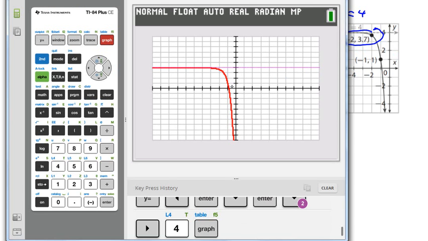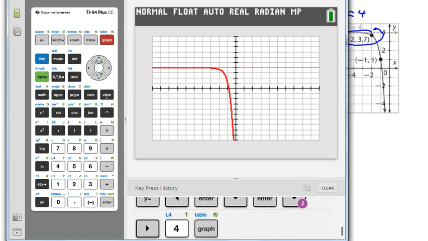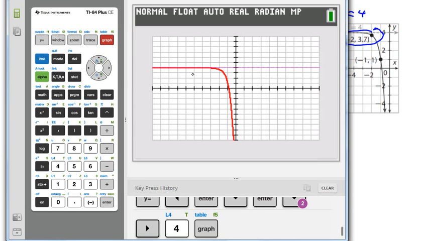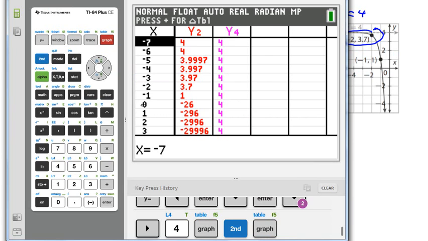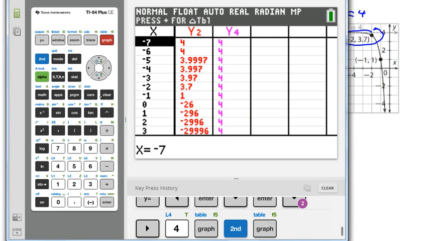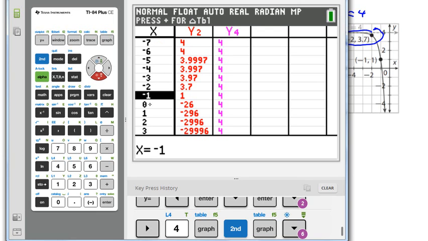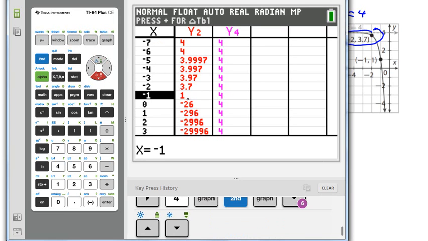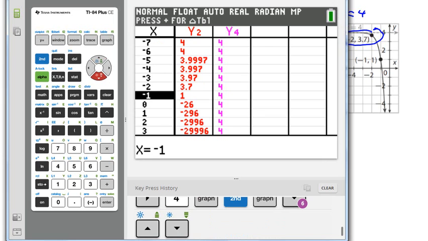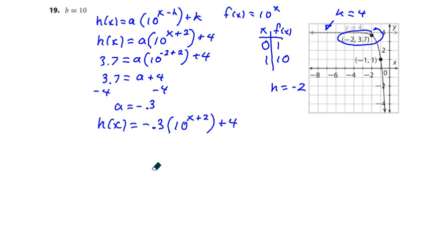Let's check that out. So negative 1 comma 1, that looks right. And let's go ahead and take the table view and see if it is right. Yes, down here at x equals negative 2, we have 3.7, and at x equals negative 1, we have y equals 1. So that checks out. Okay, so this is going to be a good function for us here.